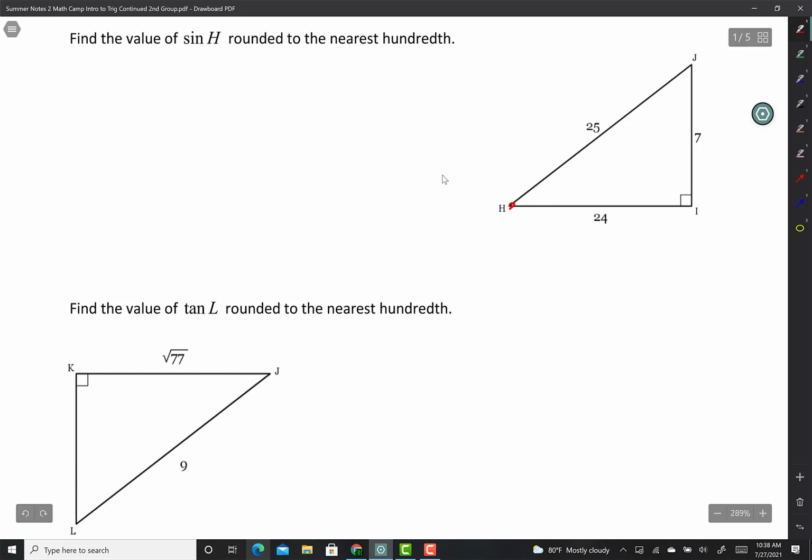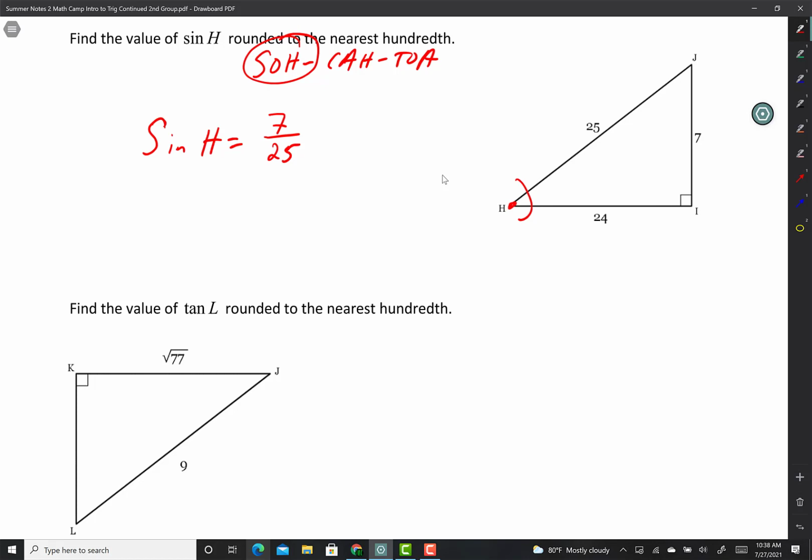So here's sine h, here's h. So I'm going to write SOHCAHTOA. And then I circle the SOH, or you don't have to, I guess. And then I'm going to write sine of h is equal to, and it's opposite, so I'm going to write 7 over hypotenuse, 25. I actually would prefer that number, but they want it to the nearest hundredth, so that's fine.